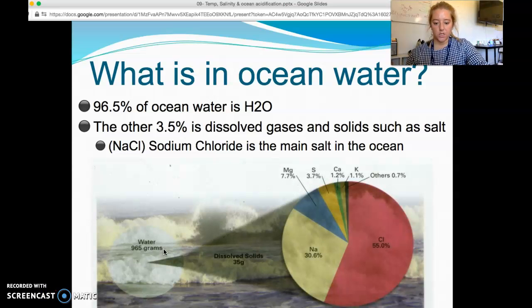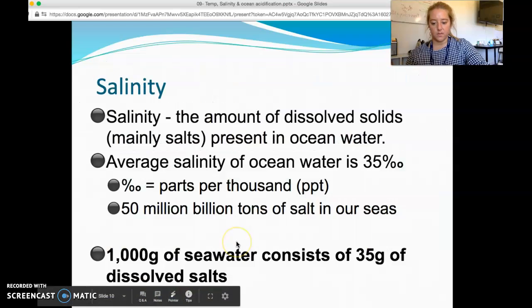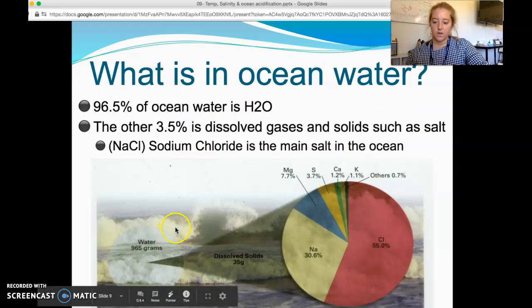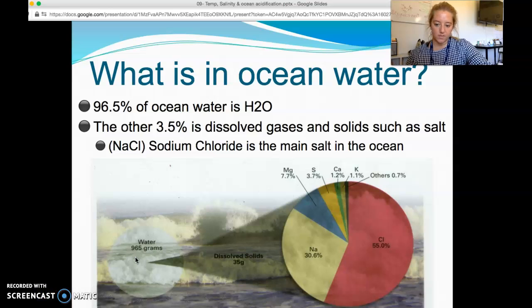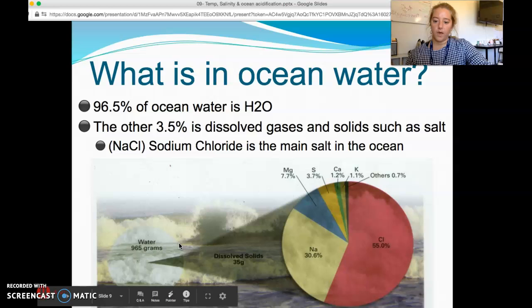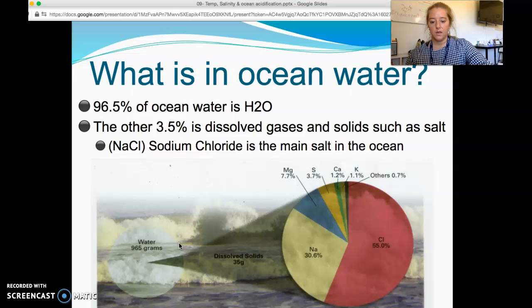Here is just a general breakup of those dissolved salts. If we have a total of 1,000 grams of ocean water, 96.5%, or 965 grams of that water, would actually be hydrogen and oxygen molecules. That's what this graph is showing us: if we go by the percentages that we have here, 35 grams would be dissolved salts.